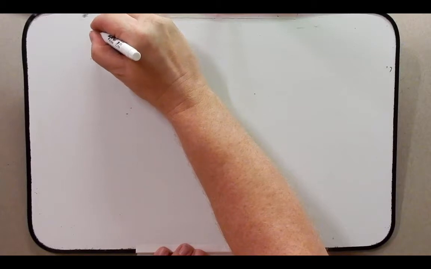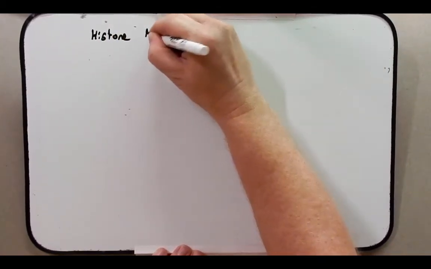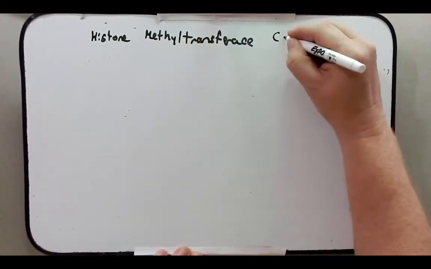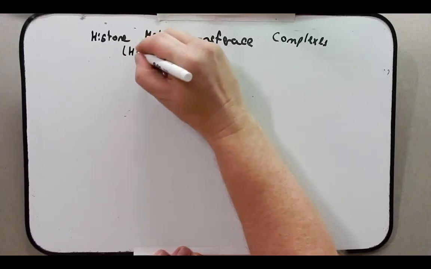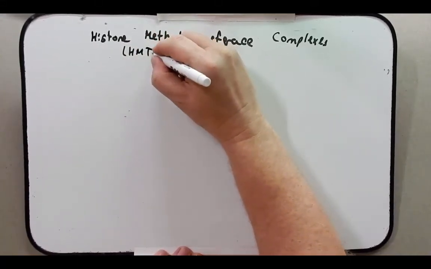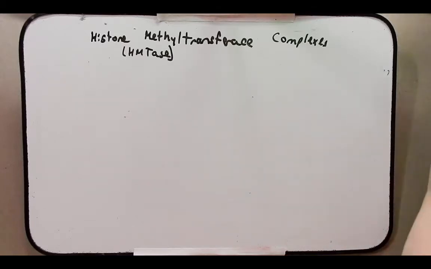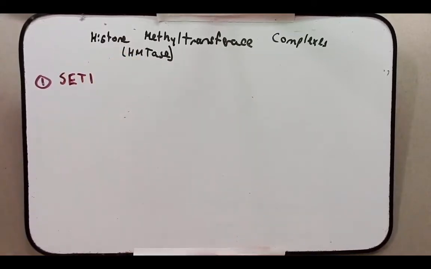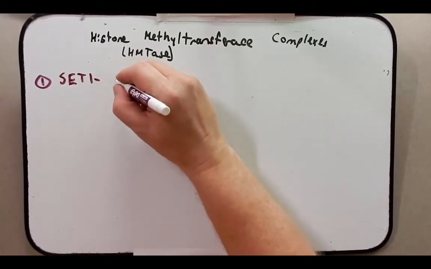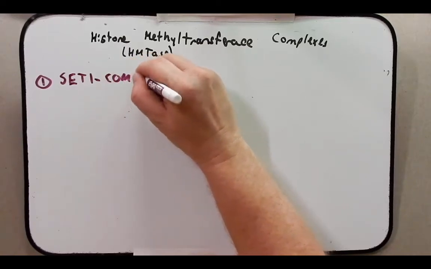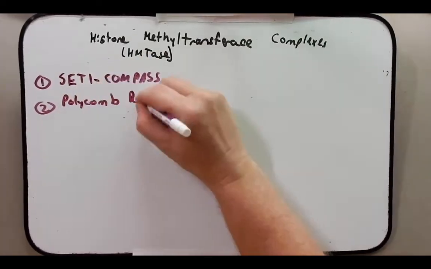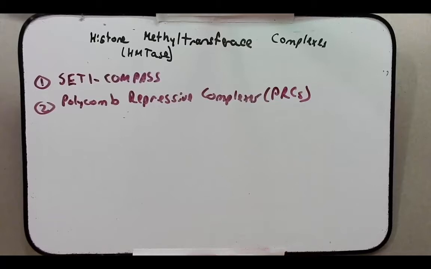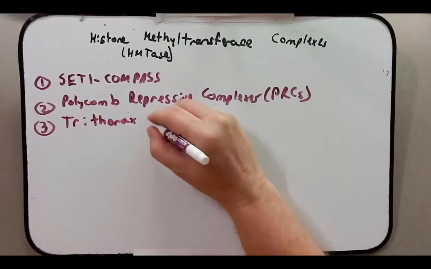Okay, now I want to talk about histone methyltransferase complexes. And for shorthand, I'm just going to refer to these as HMTs. I'm going to talk about three different ones. The first is the Set1. Remember, SET is the domain that does the methyltransferase. Set1 COMPASS. Then I'm going to talk about Polycomb repressive complexes, and we're going to call these PRCs for short. And then we're going to talk about trithorax complexes.